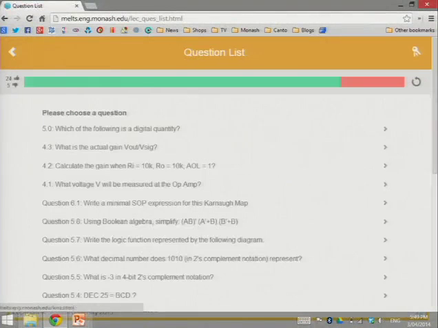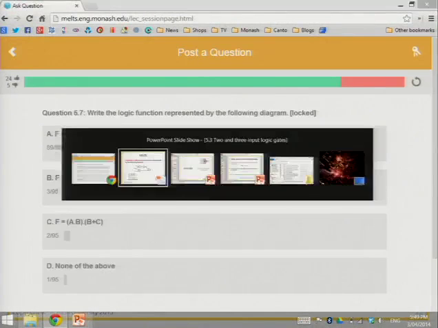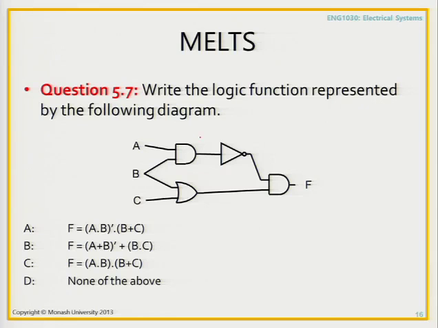A is what people think. All right, so what is the output of this gate? A and B. The output of this gate is B or C. The output of this gate is A and B, which I didn't mention before. The inversion can be given as that. And the output here will be AB prime times B plus C.